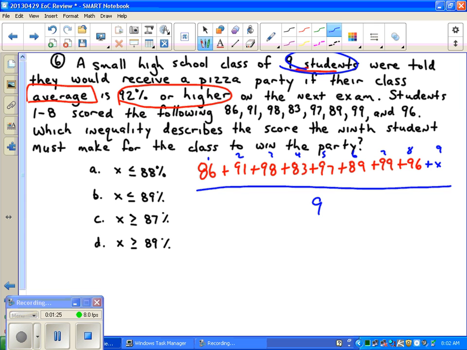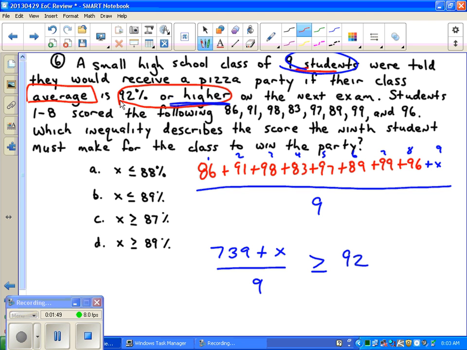So I'm going to simplify this, shorten it up a little bit to make it fit a little bit better. But 739 plus x, that's the one we don't know, divided by 9 has to be greater than or equal to 92 in order to get the pizza party. Anytime it says at least, or it says 92% or higher, that means greater than or equal to. So we have 739 plus x divided by 9 is greater than or equal to 92.